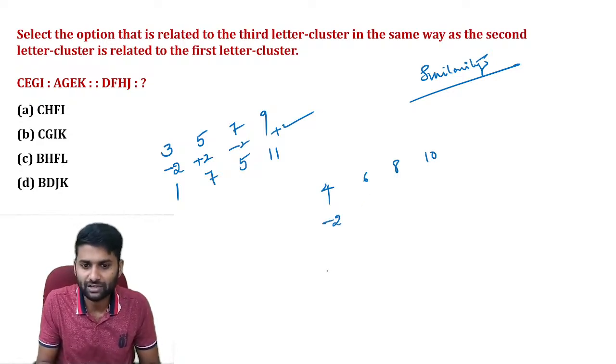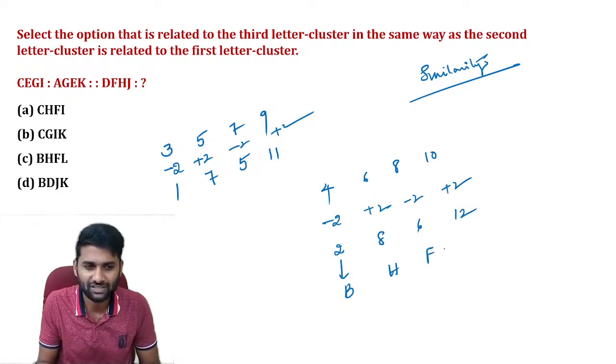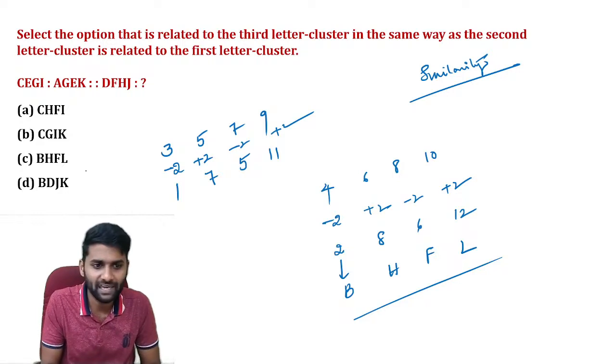Just go through that. Minus 2, the second letter is B. Plus 2, the eighth letter is H. Minus 2, the sixth letter is F. Plus 2, the 12th letter is L. So the answer B, H, F, L is the exact answer.